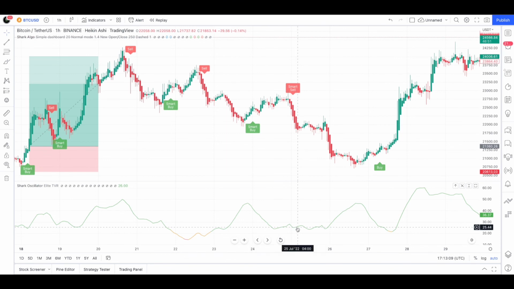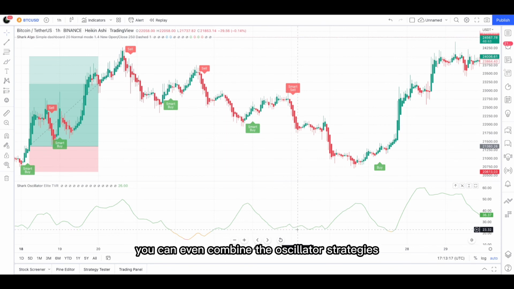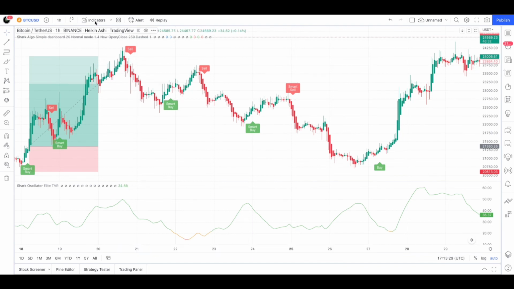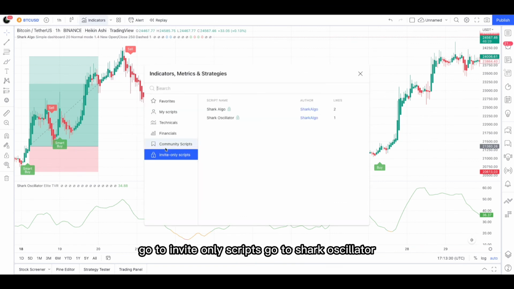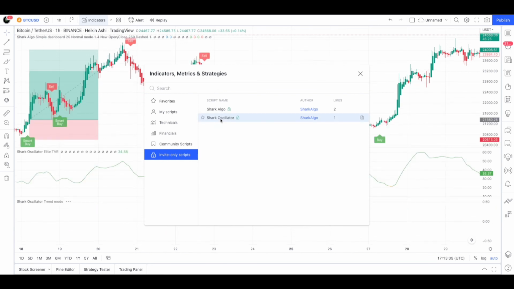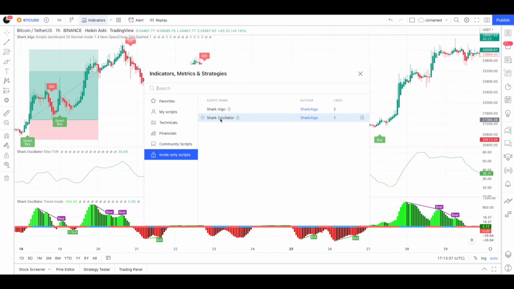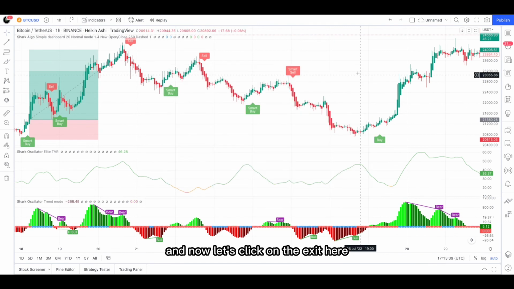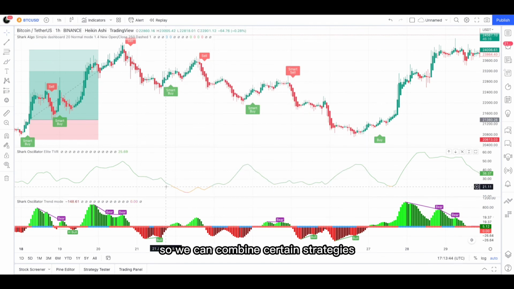consider taking. And here's something that's really amazing, guys, is that you can even combine the oscillator strategies for more advanced trading strategies so you can maximize your profits. For example, take a look at how you can also add the oscillator trend mode on your chart. So you can simply go to indicators over here, go to invite only scripts, go to Shark Oscillator, and then now, let's just click on the exit here, and now as you can see, we have two oscillators over here so we can combine certain strategies.